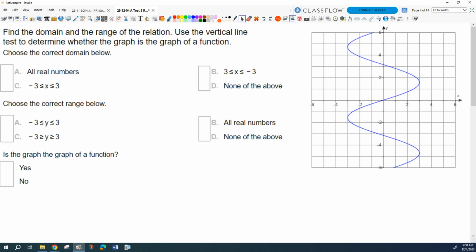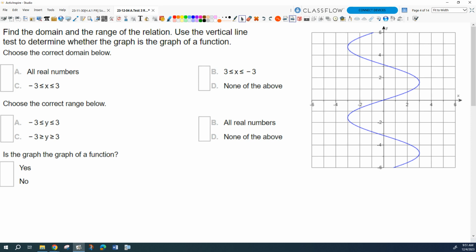Okay, how about this guy? This time they're giving us a graph, and we have to pick out the domain and the range and determine if it's a function. So of those choices, what is the domain? And really, we don't necessarily need to limit ourselves to those choices, but what is the domain? What's the set of all the x values that are graphed? They span from what number to what number?